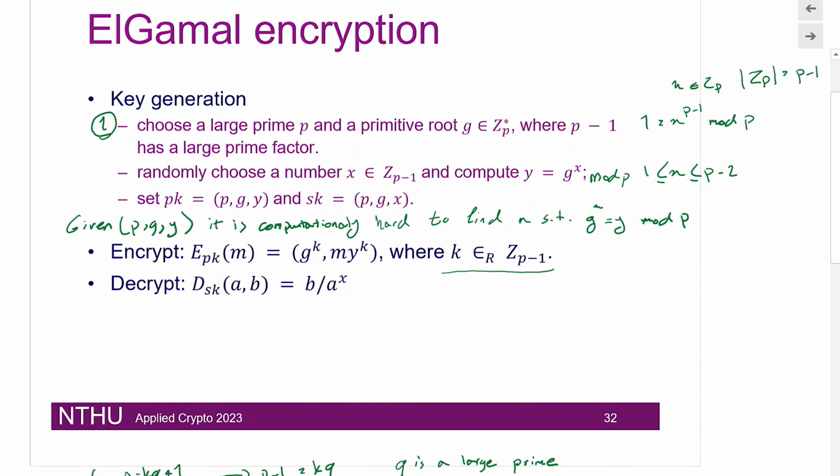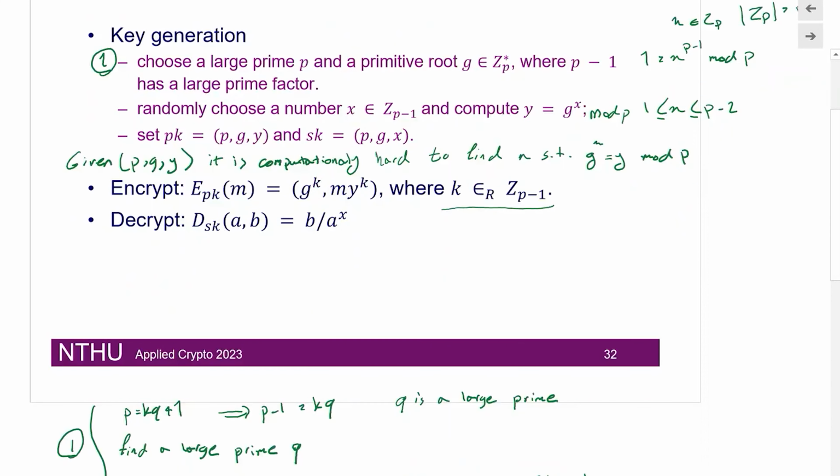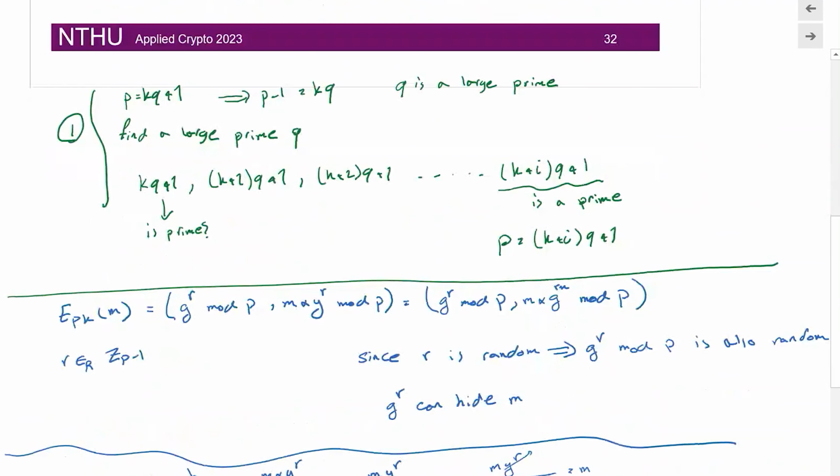Decryption is easy. If we call the first part A and the second part B, we just compute B divided by A to the x, and we can check that we are able to decrypt the message.